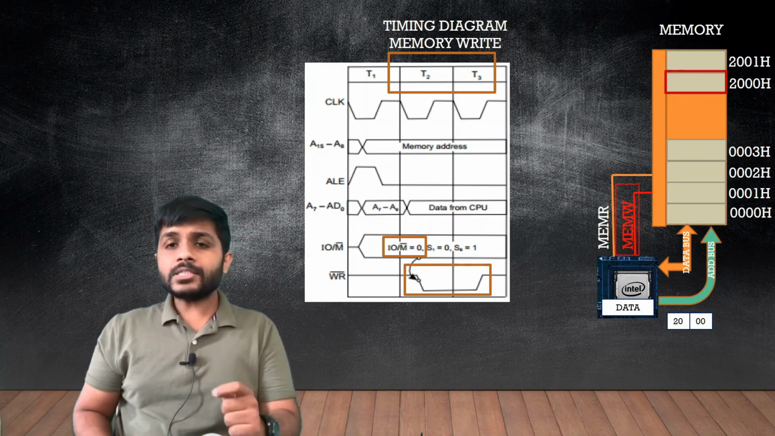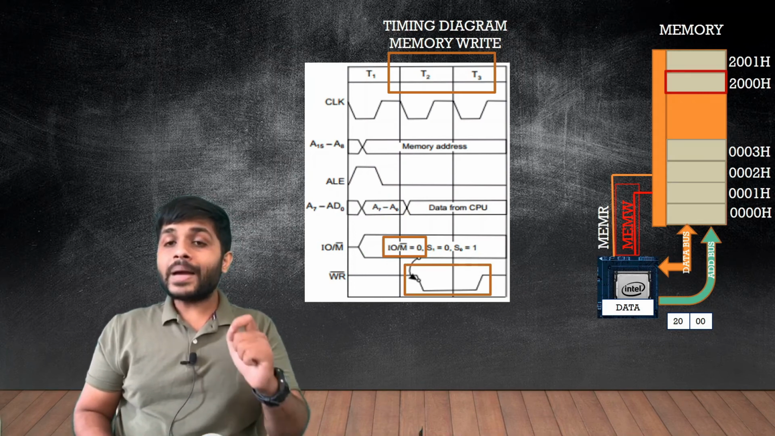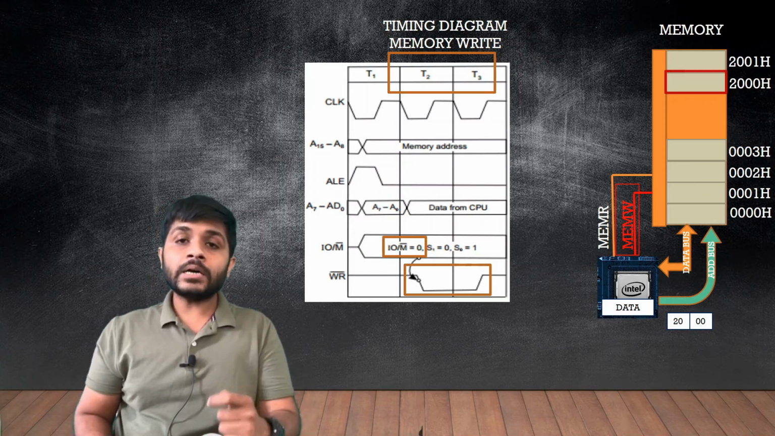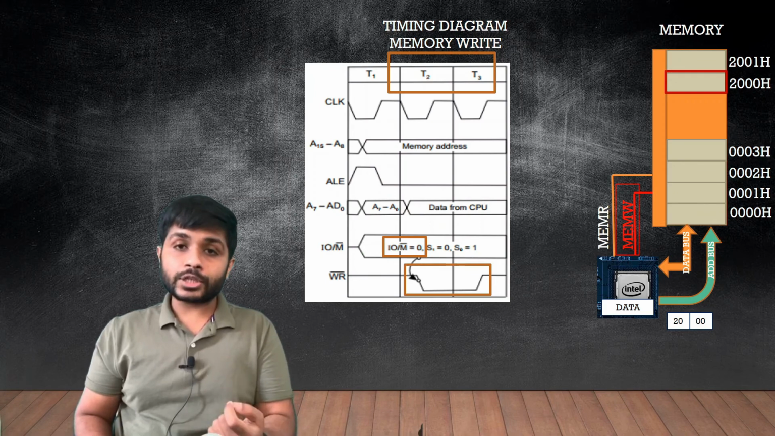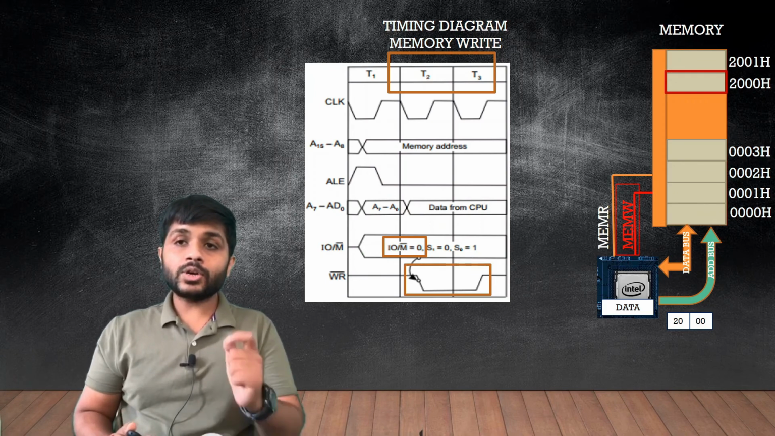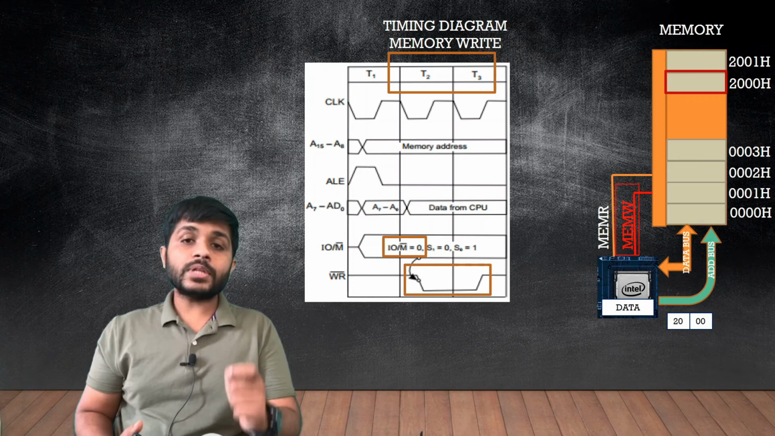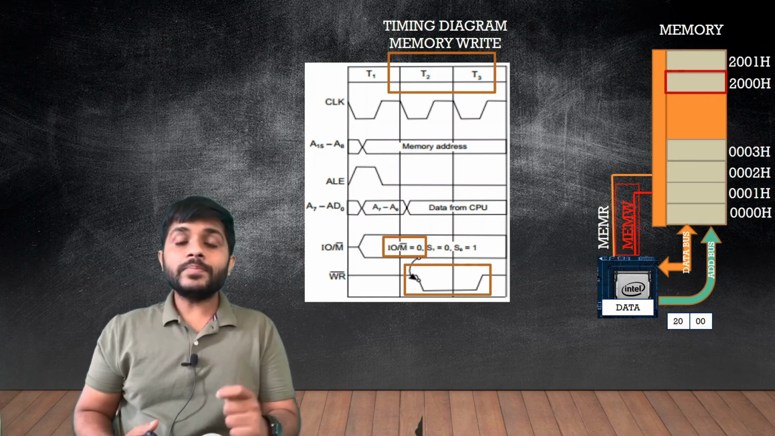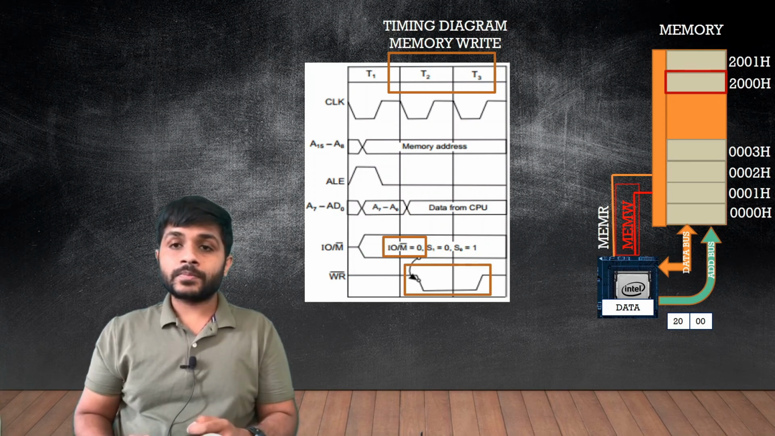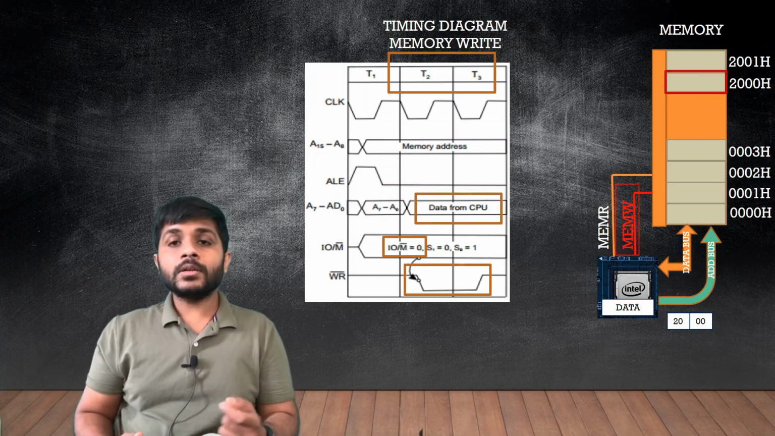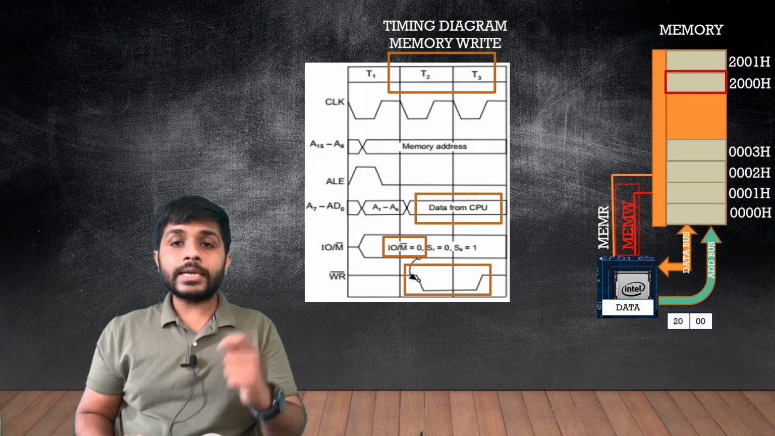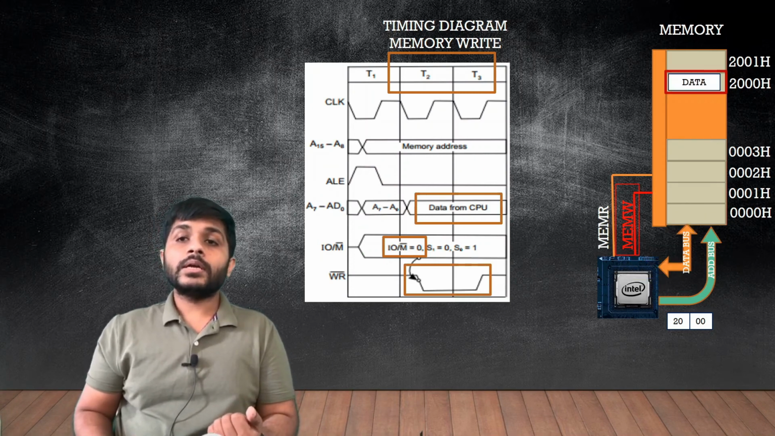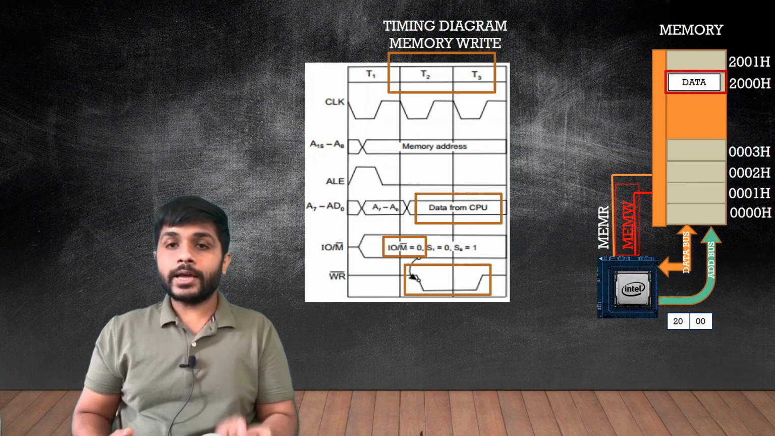So when the memory receives the memory write control signal, the memory understands that the processor wants to write some data on the selected memory location. Which is the selected memory location? 2000H. So when the memory receives the memory write control signal, it will wait for the data which will be sent by the microprocessor. So after some time, the processor will send some data using the data bus to the selected location, and the data will be stored in the memory location 2000H.